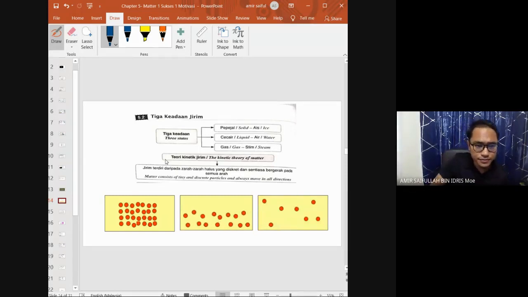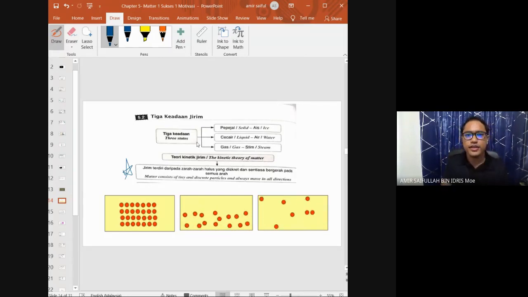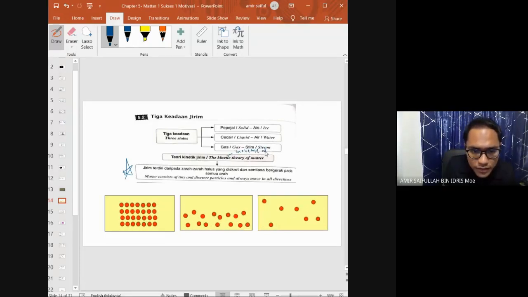This is the favorite question. They may ask you to describe the kinetic theory of matter, so you must know how to describe it. Kinetic is movement, the movement of the matter. Matter is this round shape, or we call it particle. So matter consists of tiny and discrete particles. These are the particles.